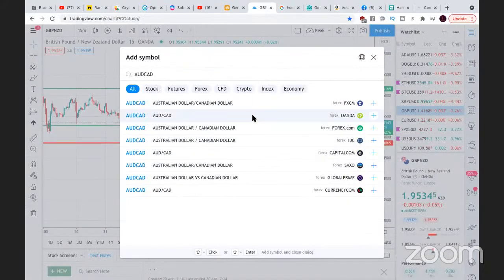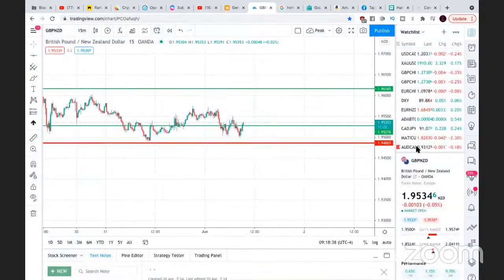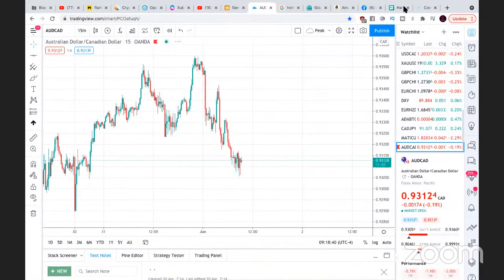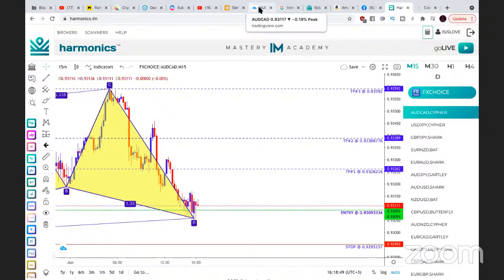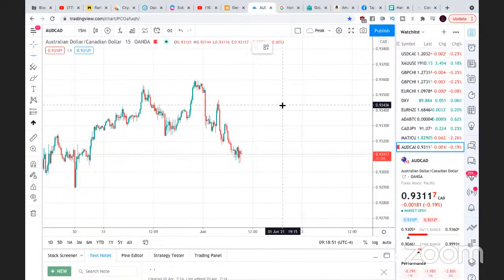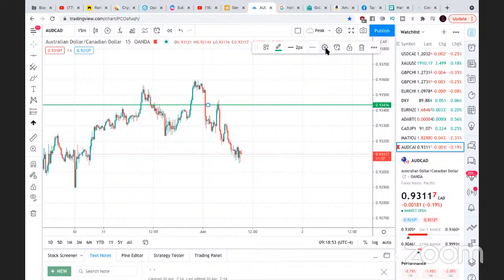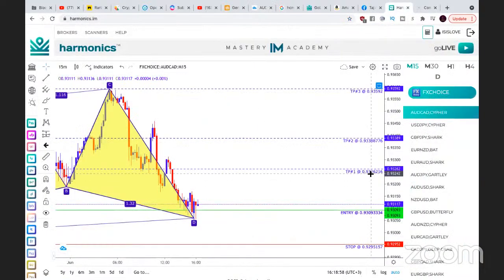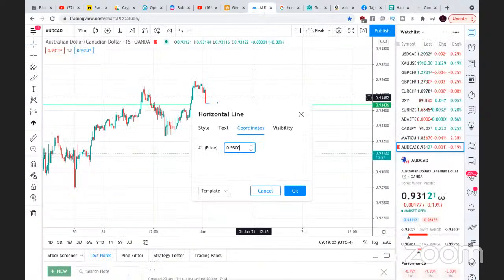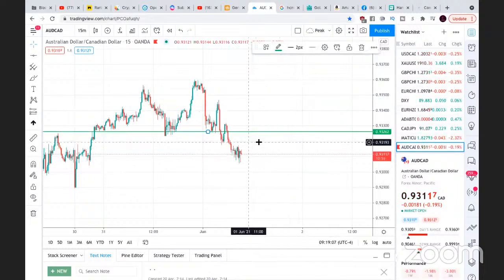AUDCAD. Okay. I need to be able to see it better. So they're saying that the take profit is 93.26. Let me see. Where is it at? 93.26. You see, I placed the line anywhere. I go here. It said 93, and I'm just seeing what they said. 93.262. Go back here. I put those numbers in. 93.262. All right. Bam. That's what they're saying the take profit is.